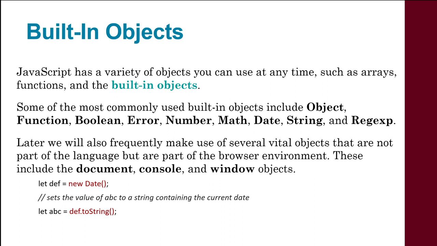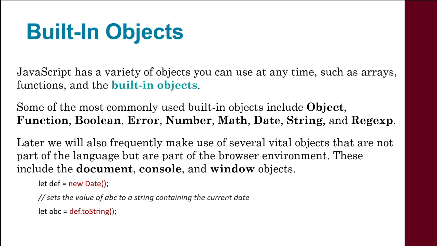And then you can also affect parts of the browser. So document is your HTML document, console is again that inspector console, and then window is the window itself.